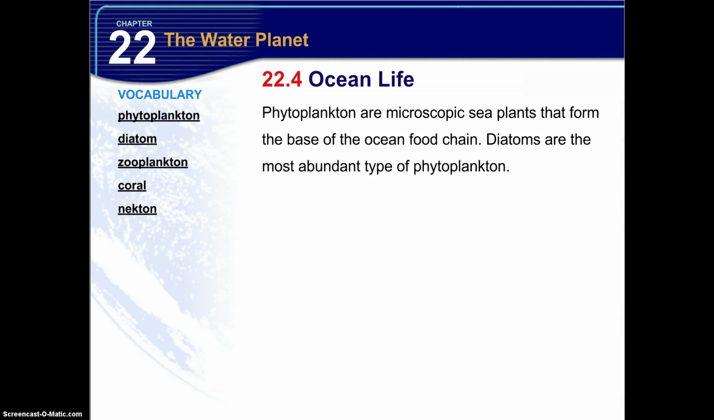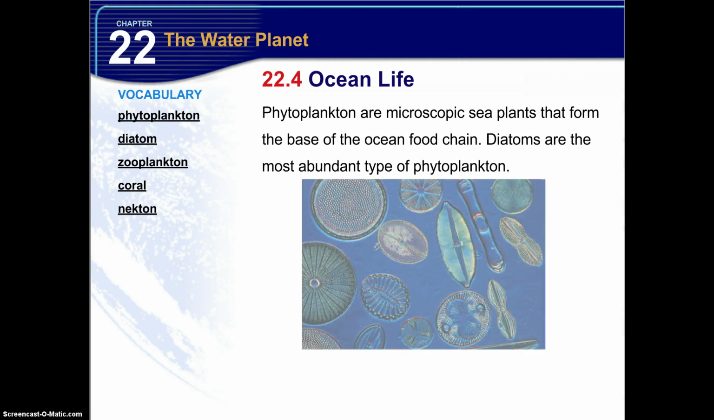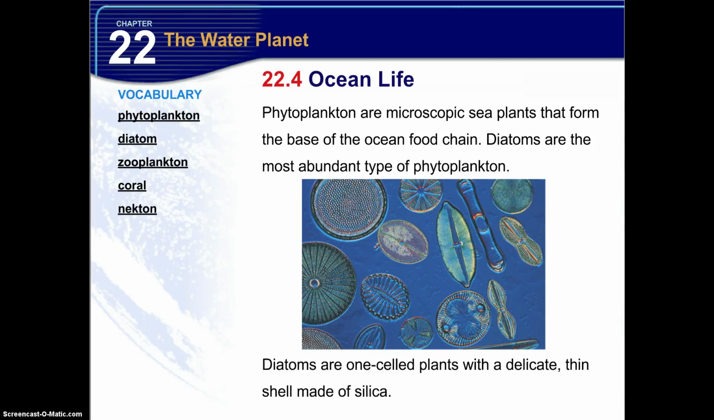Now, phytoplankton are microscopic sea plants that form the base of the oceanic food chain. Diatoms are the most abundant type of phytoplankton. Here's a picture of them. Really cool looking under the microscope. Diatoms are one-celled plants with a delicate thin shell made of silica.